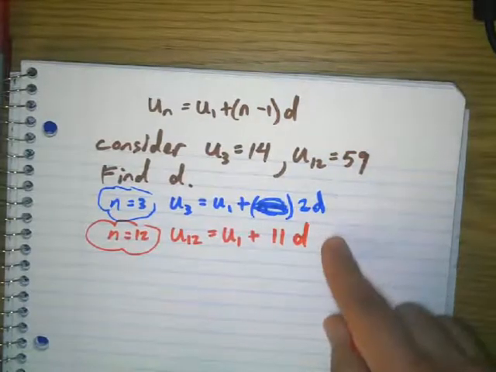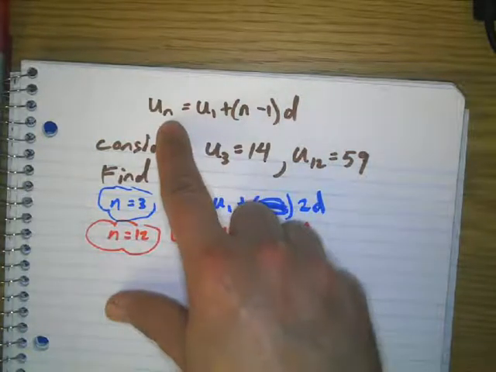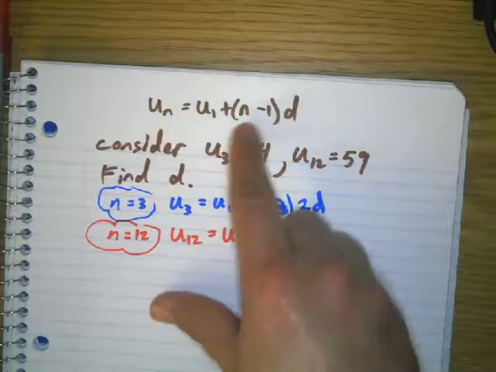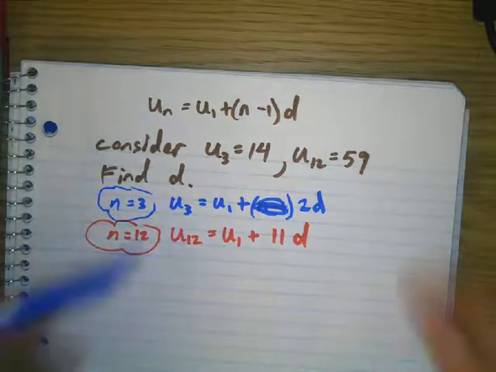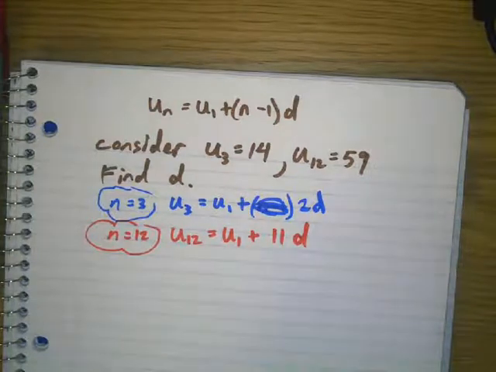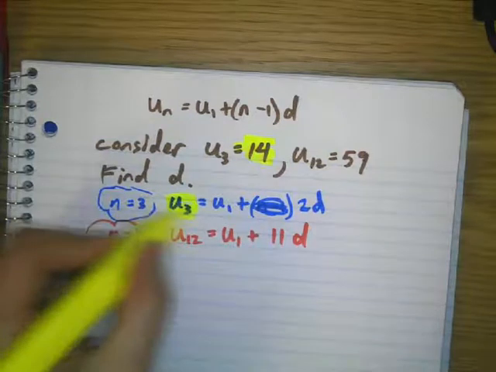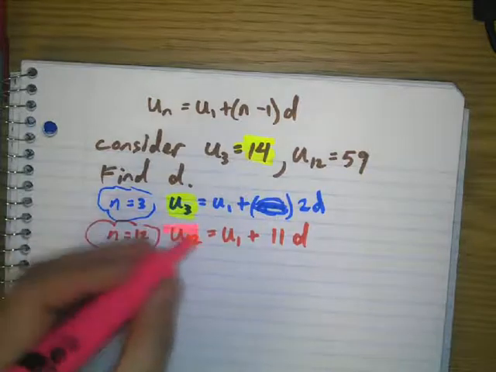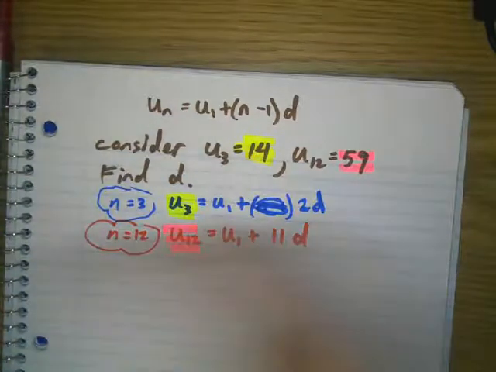Hit pause if you need to think about this. Using this formula, this is the number 1 less than this. So if n is 12, this is going to be 11. If n is 3, this here is going to be 2. Now, if I want to use elimination or substitution, okay, first of all, u sub 3 is 14, right? And u sub 12 is 59, right? Okay, so I'm going to just rewrite these equations.